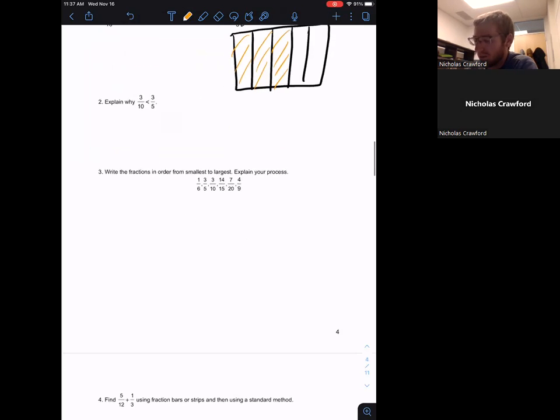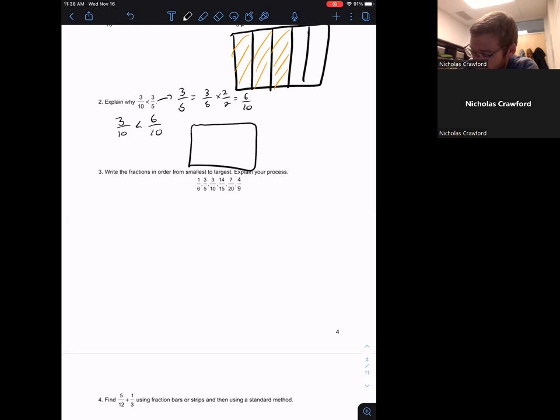Okay, explain why this is true. Multiple ways you could do it. You could say, well, 3/5 is the same thing as 3/5 times 2/2, which is 6/10. So I could get these as the same denominator and say, hey, well, 3/10 is clearly less than 6/10. That's one way. The other way is drawing an area model.